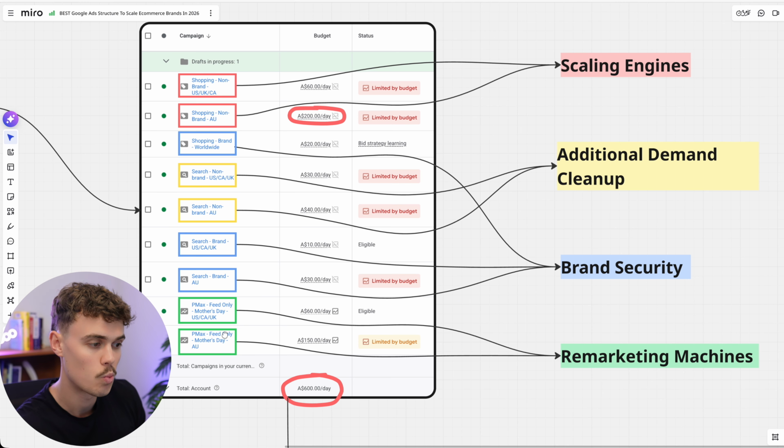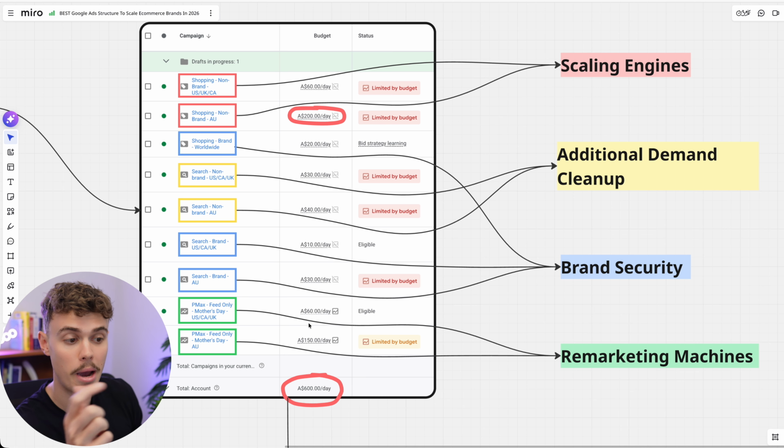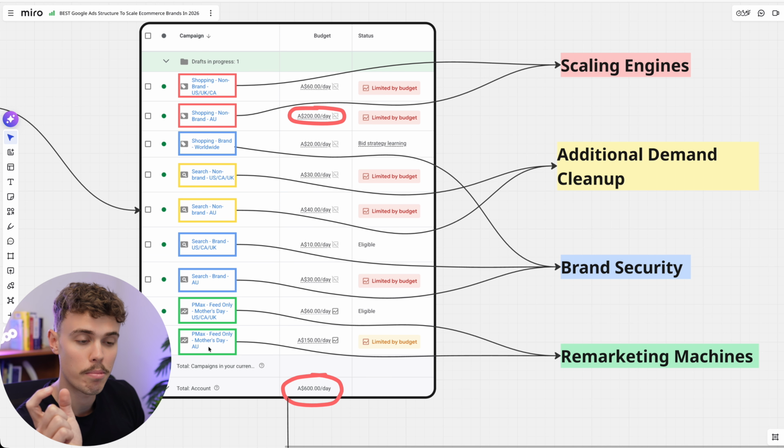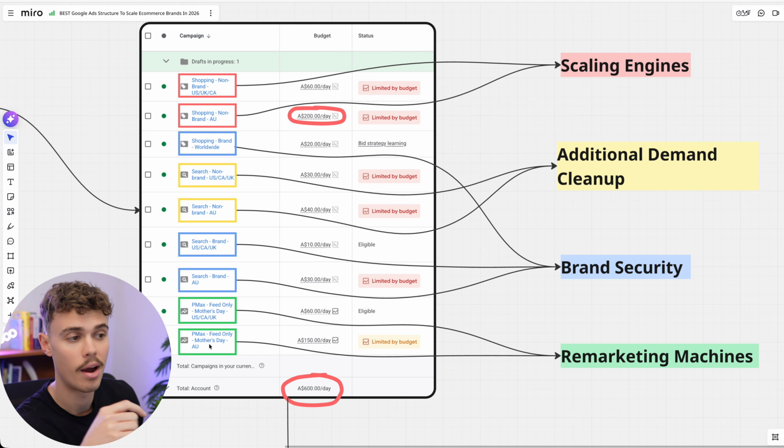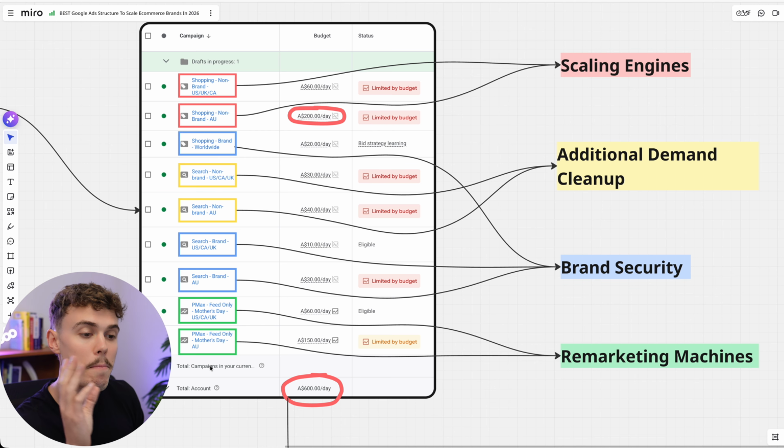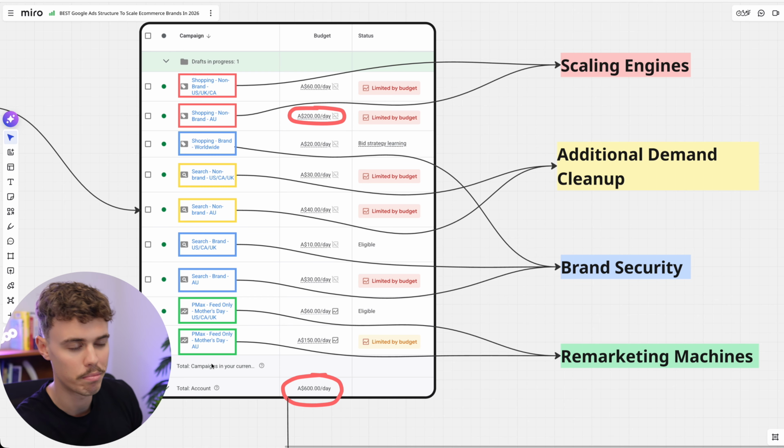Now, remarketing as well. So PMAX campaigns, very, very important. You can see we're spending a pretty good amount on PMAX campaigns in this account, about $210 a day. Again, separated by primary region and secondary region. Now, in this case, they were targeting a Mother's Day promo. However, now these PMAX campaigns are just targeting our standard product with sort of a gifting focus, which I'll get to when we actually break down the account. But the main purpose of the PMAX campaigns is to do remarketing for us and also some level of prospecting.